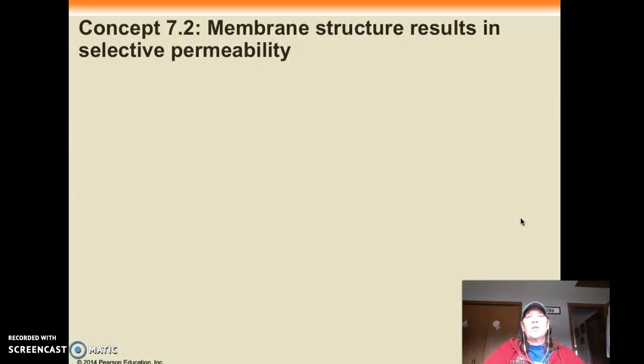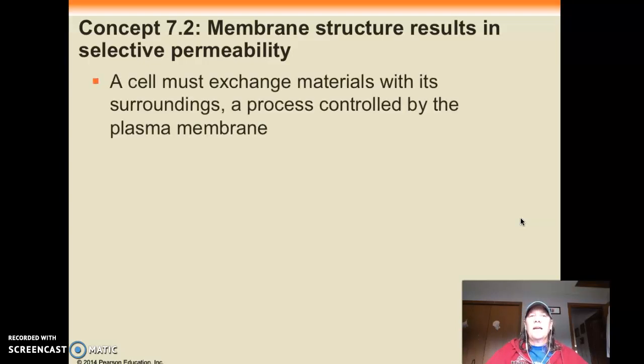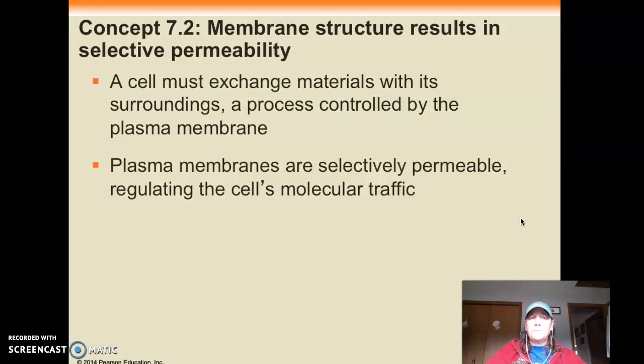So the membrane structure results in what they call selective permeability. Some things can come in, some things can go out. Not everything can leave, not everything can come in. So a cell must exchange materials. It has to get rid of stuff. It has to take things in. And that is controlled, again, by the plasma membrane. We talked about that. The plasma membrane is like the security gate, and you have to check in with it, and then it allows things in and allows things out.